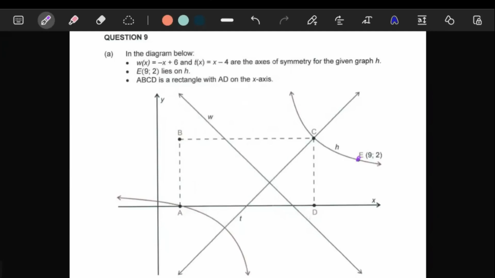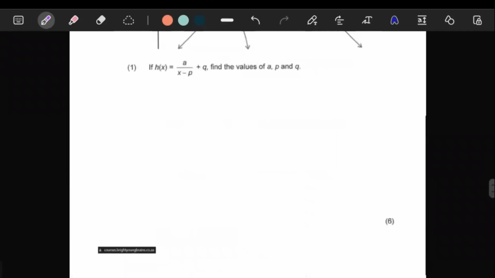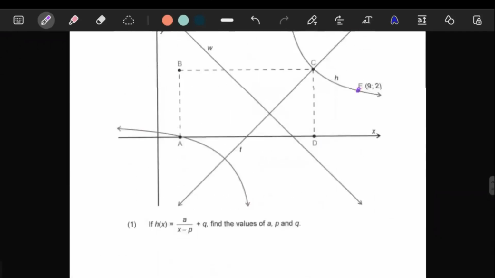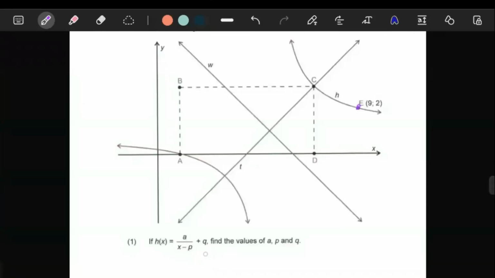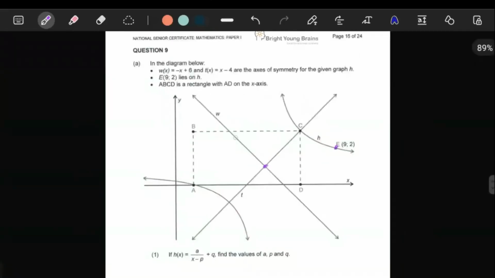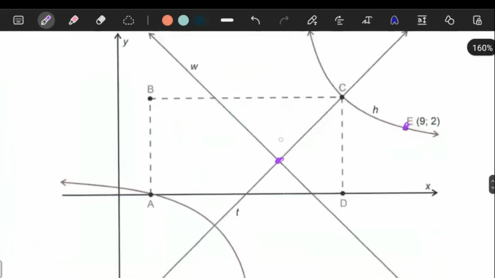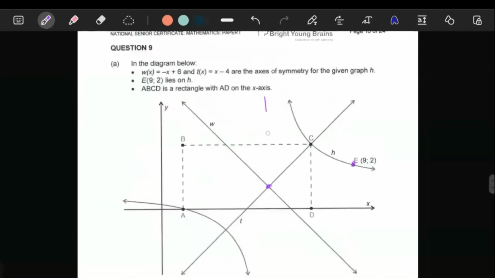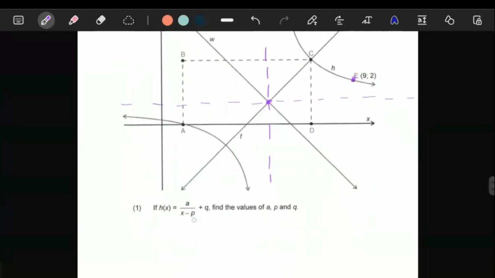So don't be overwhelmed by all this. Look at it as a lot of information all at once, because that's literally all it is. Now for 6 marks, it's saying if the equation of H is given by this, find the values of A, P, and Q. So we have to get the equation of the hyperbola. The first thing to look at is how they've told you that these are the axes of symmetry. The axes of symmetry meet at the point where your asymptotes meet. So if you find this point of intersection, you already know where your asymptotes are, which is going to give you P and Q immediately.